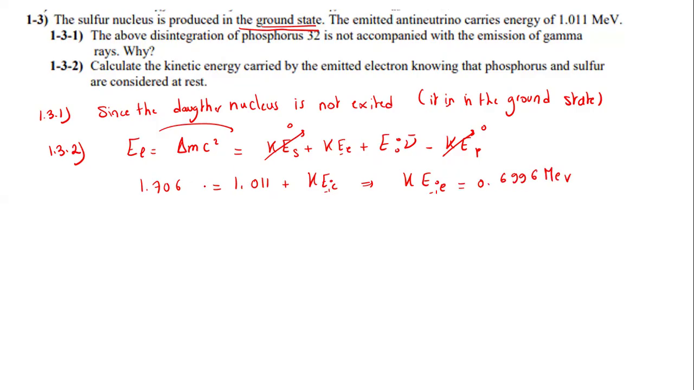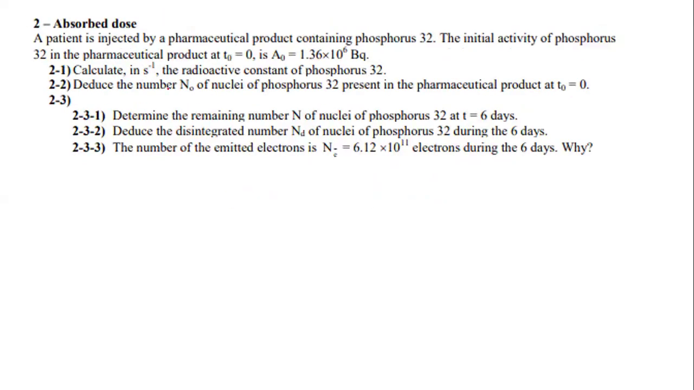So it's 1.7 minus 1.001. And this will be the kinetic energy of only one electron that's emitted. Now, part two. A patient is injected by a pharmaceutical product containing phosphorus 32. The initial activity of the phosphorus is A0 equal this much. Calculate in second minus 1 the radioactive constant.